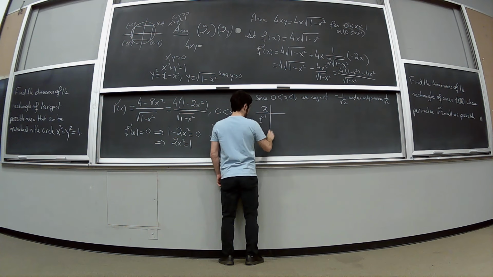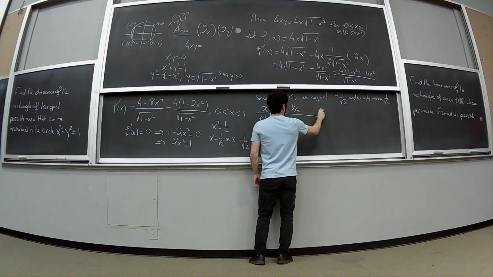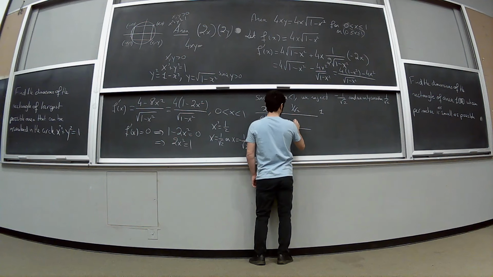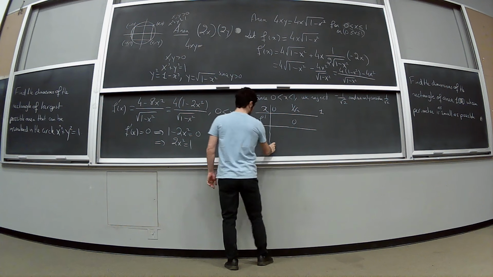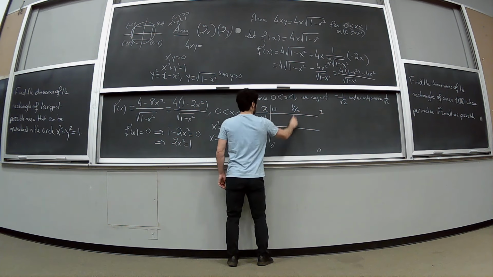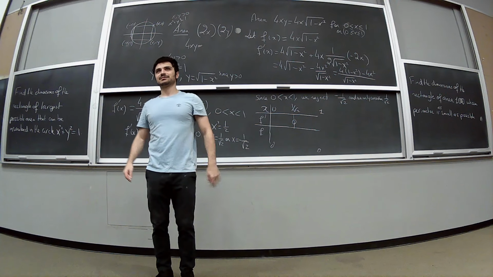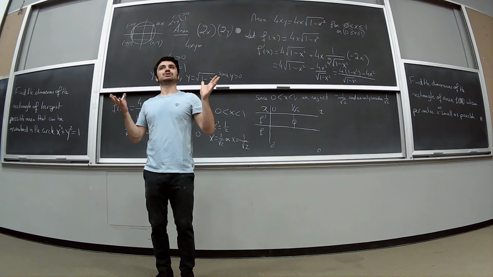X, f prime, and f. I have 0, I have 1 over root 2 here, and I have 1. So f prime is 0 here. So f of 0 is 0, and f of 1 is also 0. Now, what do you expect? You expect f to go up and then go down, right?